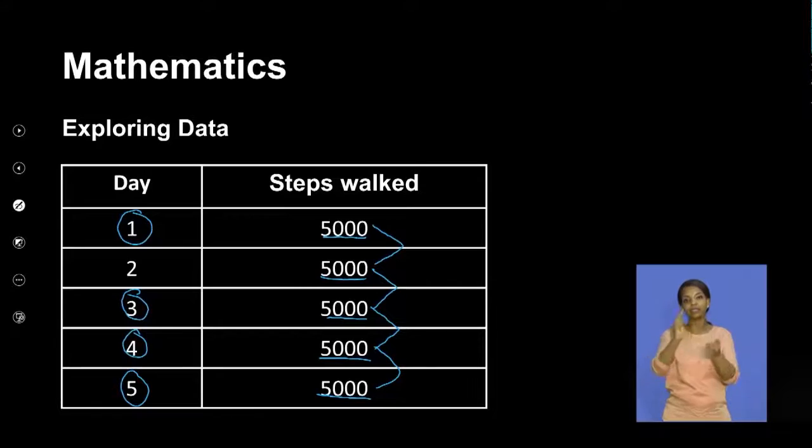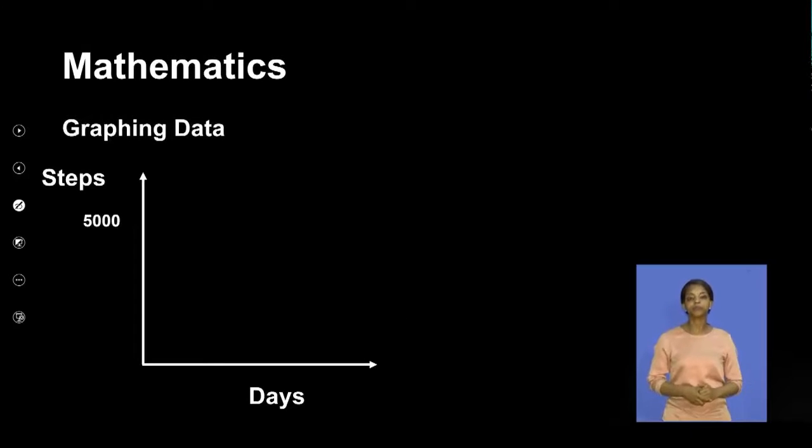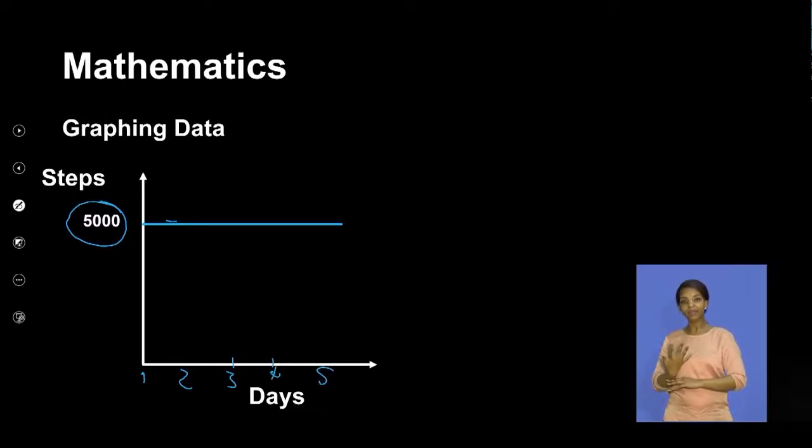And then gradually, I will start increasing maybe my number of steps per day or something like that. So if I put this on a graph, initially the person walked 5,000 steps, so this would be our day one. And day two, they also walked 5,000 steps. Our day three, they also walked 5,000 steps. Our day four, they also walked 5,000 steps. And then our day five, they also walked 5,000 steps.